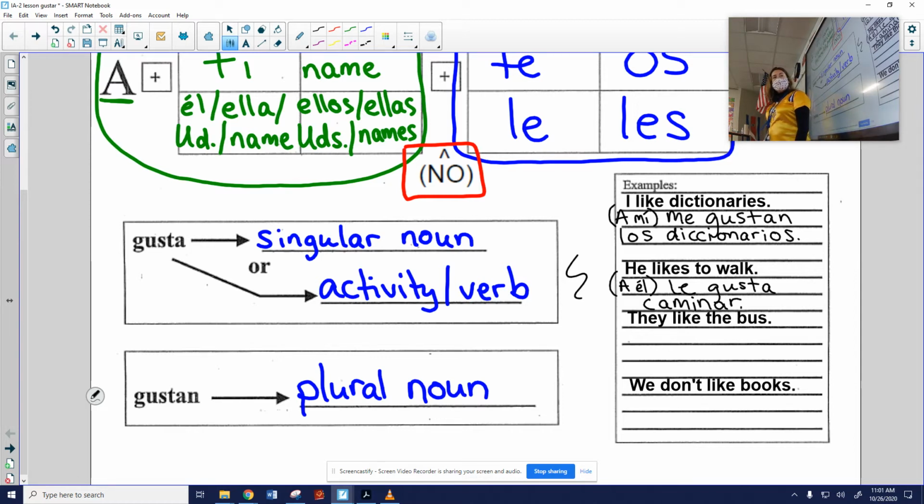They like the bus. I don't know why they would have a strong opinion about a bus. Maybe it's like a coach bus. Who knows? They like the bus. Which indirect object pronoun will we use for they? Almost gave it away. Les. For liking a bus, are we going to use gusta or gustan? It's just one bus, right? It's a singular noun. Les gusta.